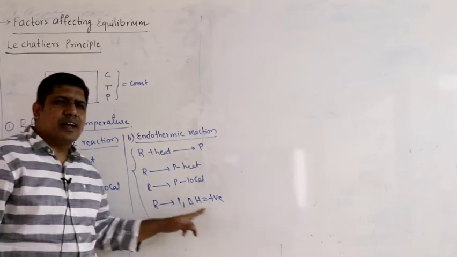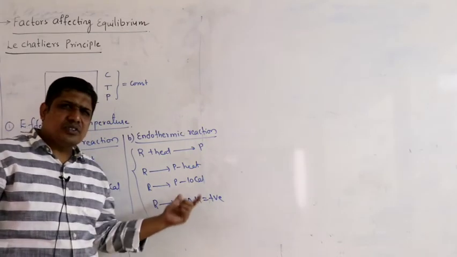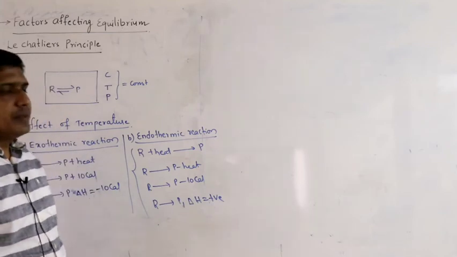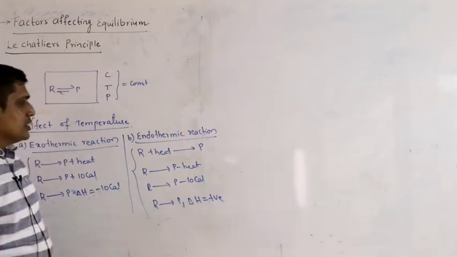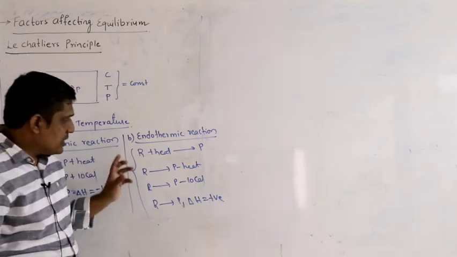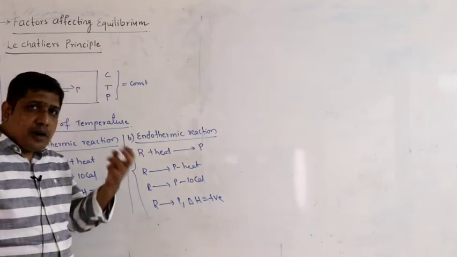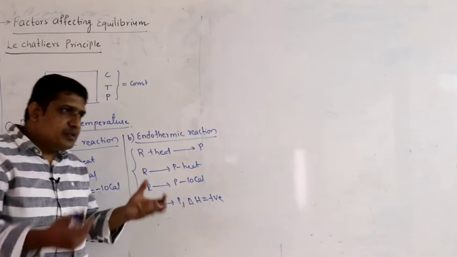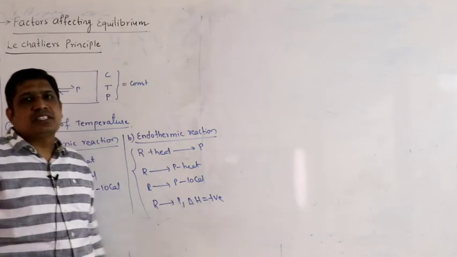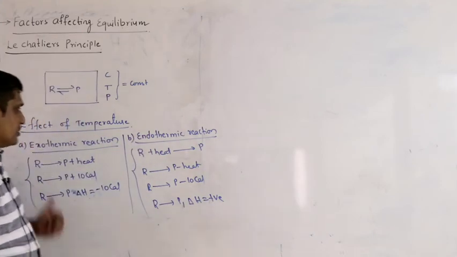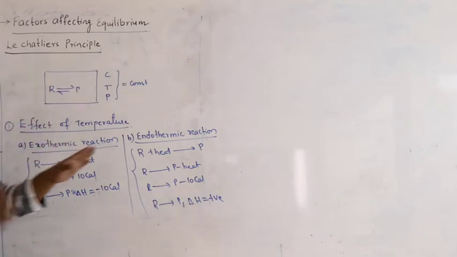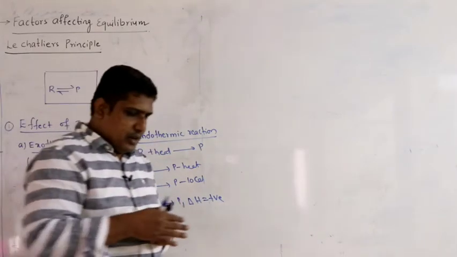Do not worry about delta H; how we write positive and negative, we will study in the thermochemistry and thermodynamics topic. For now, just remember that an endothermic reaction is a reaction which takes place with absorption of heat. If it absorbs heat, the temperature of the system decreases. So, in an exothermic reaction the temperature of the system increases, and in an endothermic reaction the temperature of the system decreases.